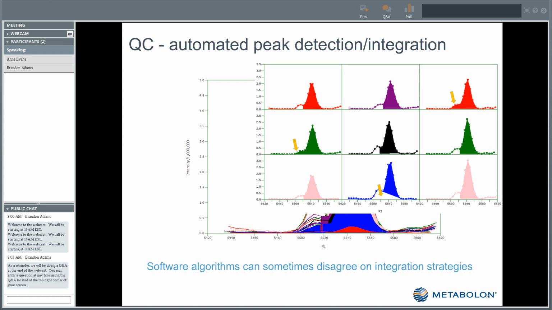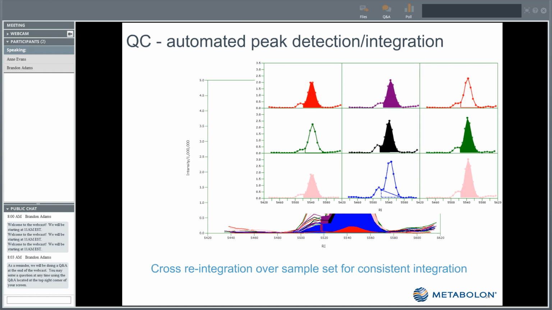So we developed software that goes in and looks for these inconsistencies in integration across an entire study, and then we'll say, look, I recommend, based on majority rules, doing consistent integration by doing a baseline drop. Now, you can argue whether a baseline drop is the best way to integrate those peaks, but we want to make sure whatever we're doing is completely consistent to give the most accuracy of quantitation.